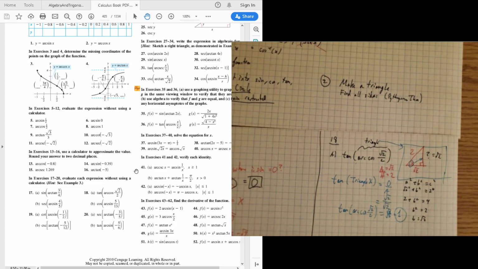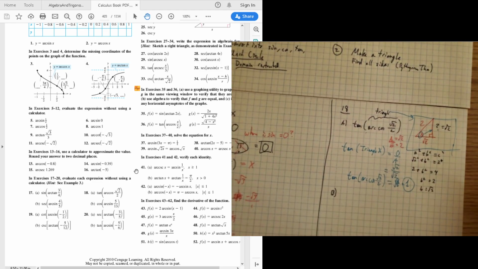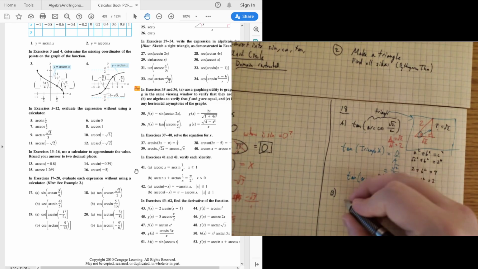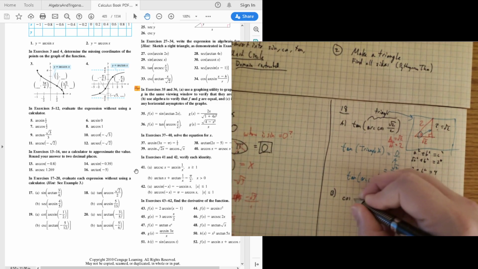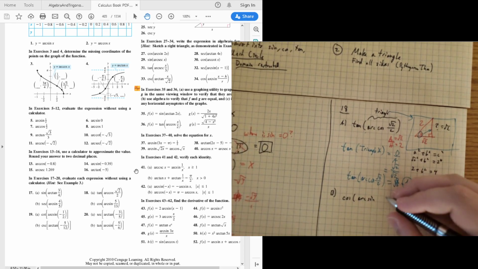So note, on ones like 18 and 20 that we'll do as well, this inner information tells you to build a triangle. It tells you how to build that triangle. Let's look at part B for 18, and then we'll do number 20 as well. Part B, it says we have cosine of arcsine of 5 over 13.